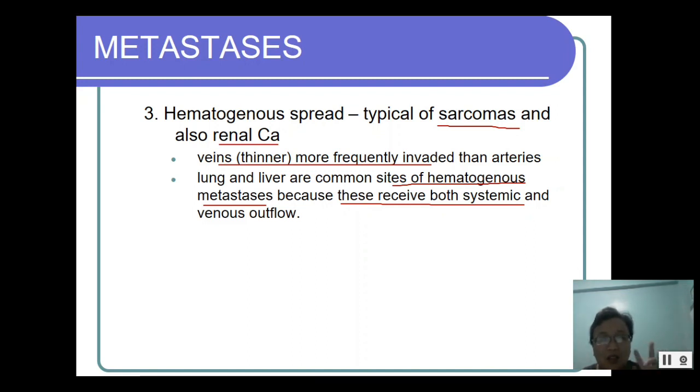Now, if the tumor goes to the blood, the two organs commonly the site of metastasis would be the lungs and the liver, because both of them receive systemic and venous outflow. Remember, our blood flow from the body goes up to the right atrium, right ventricle, pupunta sa lungs. From the stomach, laging dumadaan sa liver kasi may portal blood vessels doon. So these two organs are commonly the site of metastasis.